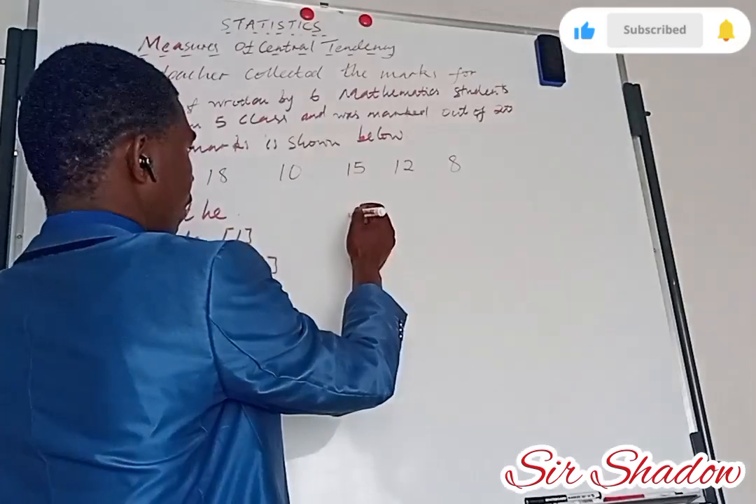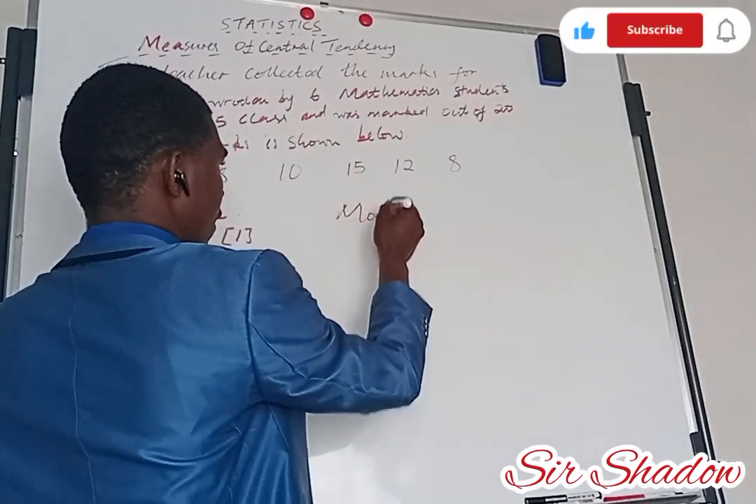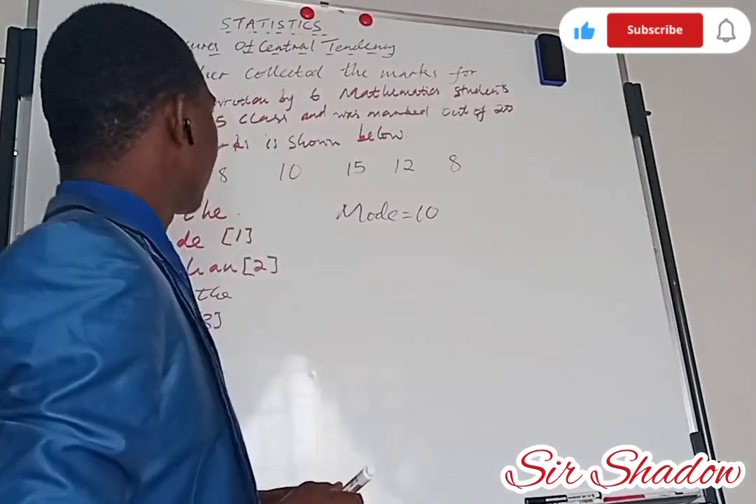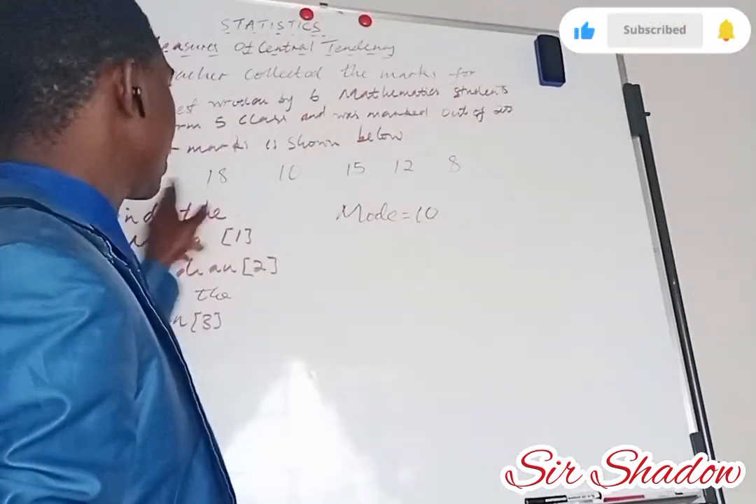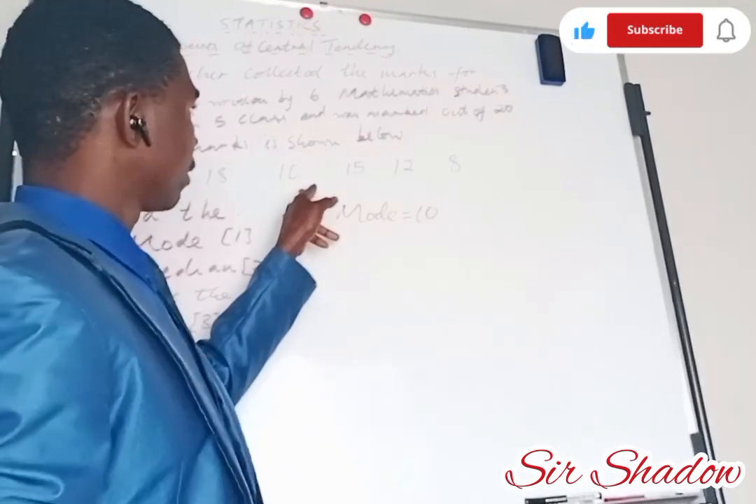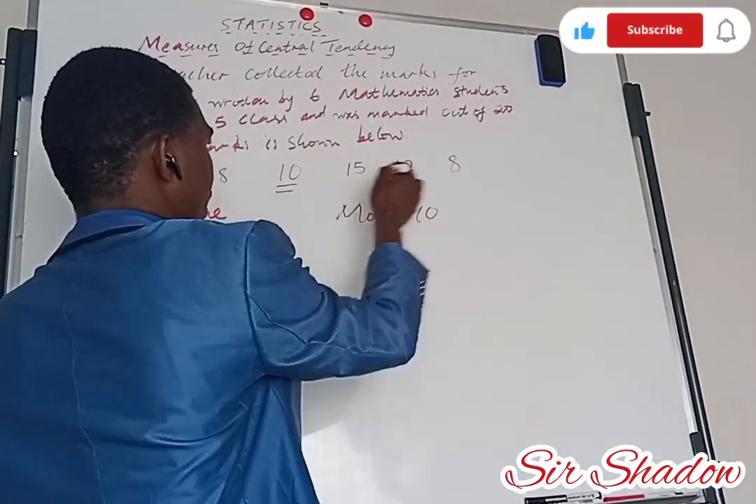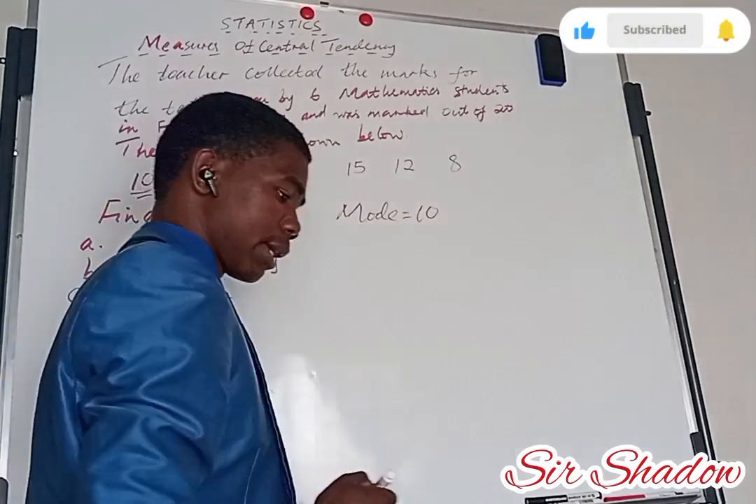So for the mode we have 10. Remember, 10 appears twice. We have 10, we have 10. So 10 becomes our mode.